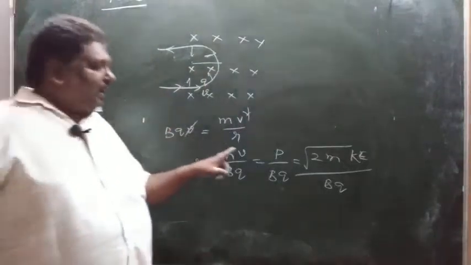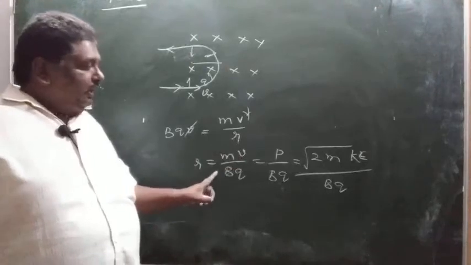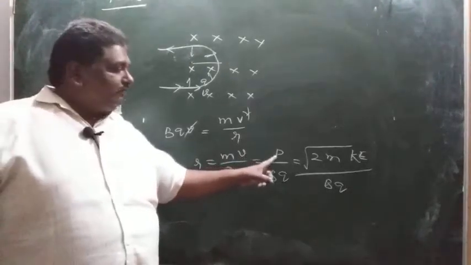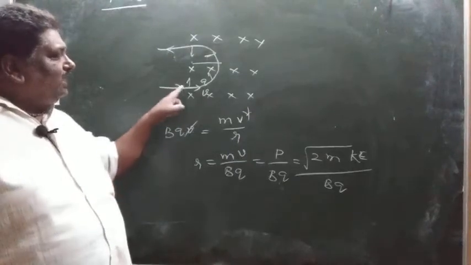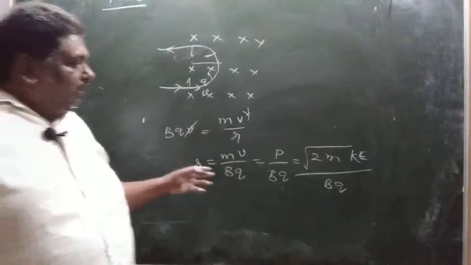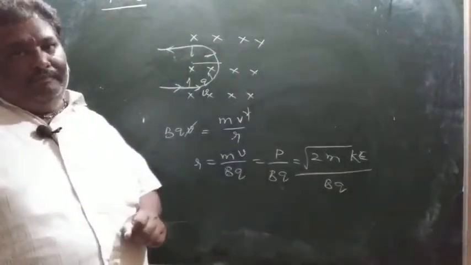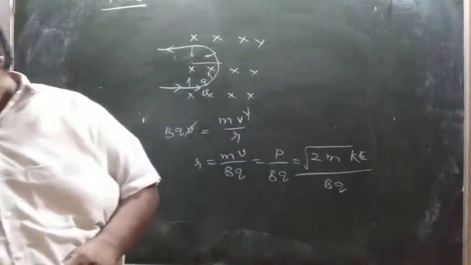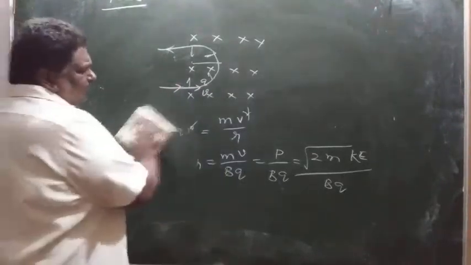Suppose they give velocity, we use this formula, r is equal to mv by BQ. If they give momentum, we use this formula, r is equal to p by BQ. r means radius of the path in which the charged particle rotates. r is equal to root of 2mKE by BQ, like that. So one question they will ask is the formula for magnitude. One question they will ask, what is that?